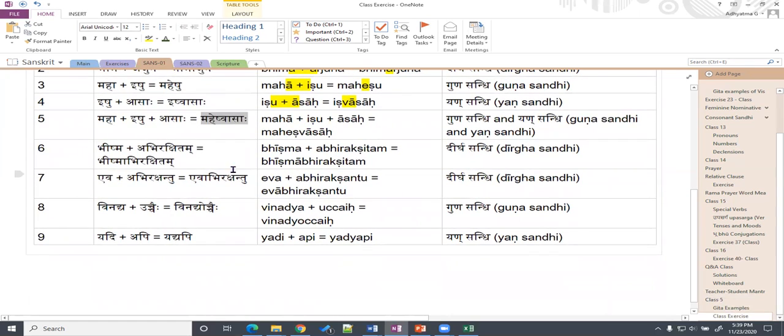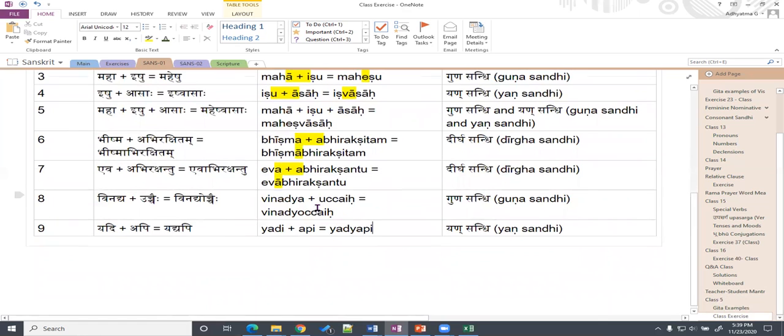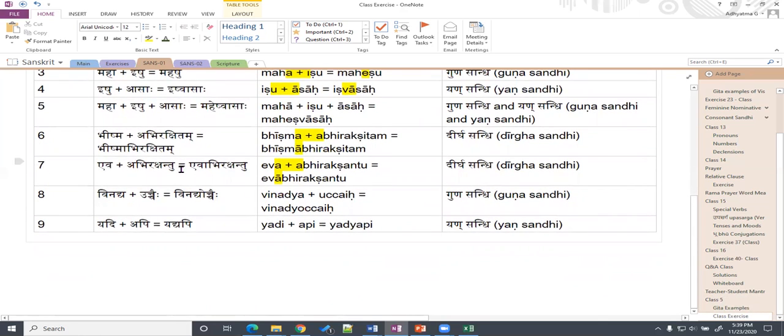Then Bhishma Abhirakshitam. This is simply our Dirgha Sandhi. As we have seen, Akara plus Akara is Akara. Similarly, here also is a Dirgha Sandhi. Eva Abhirakshantu. Then Bhishma Abhirakshitam means protected by Bhishma from all around.